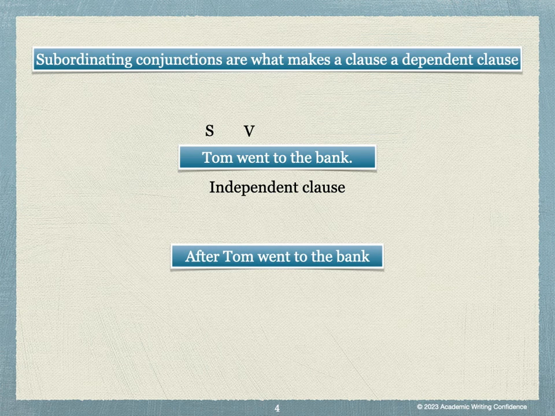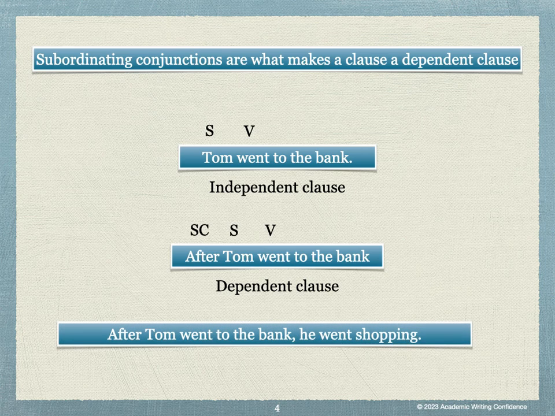After Tom went to the bank. In this clause, we still have a subject and a verb, but now we have put a subordinating conjunction in front of that clause. This makes it a dependent clause. After Tom went to the bank is not a complete sentence by itself. In spoken English, if somebody asked you when Tom did something, you could respond with this phrase. But in written English, this cannot form a complete sentence. We need to connect it to another complete sentence like this. After Tom went to the bank, he went shopping.